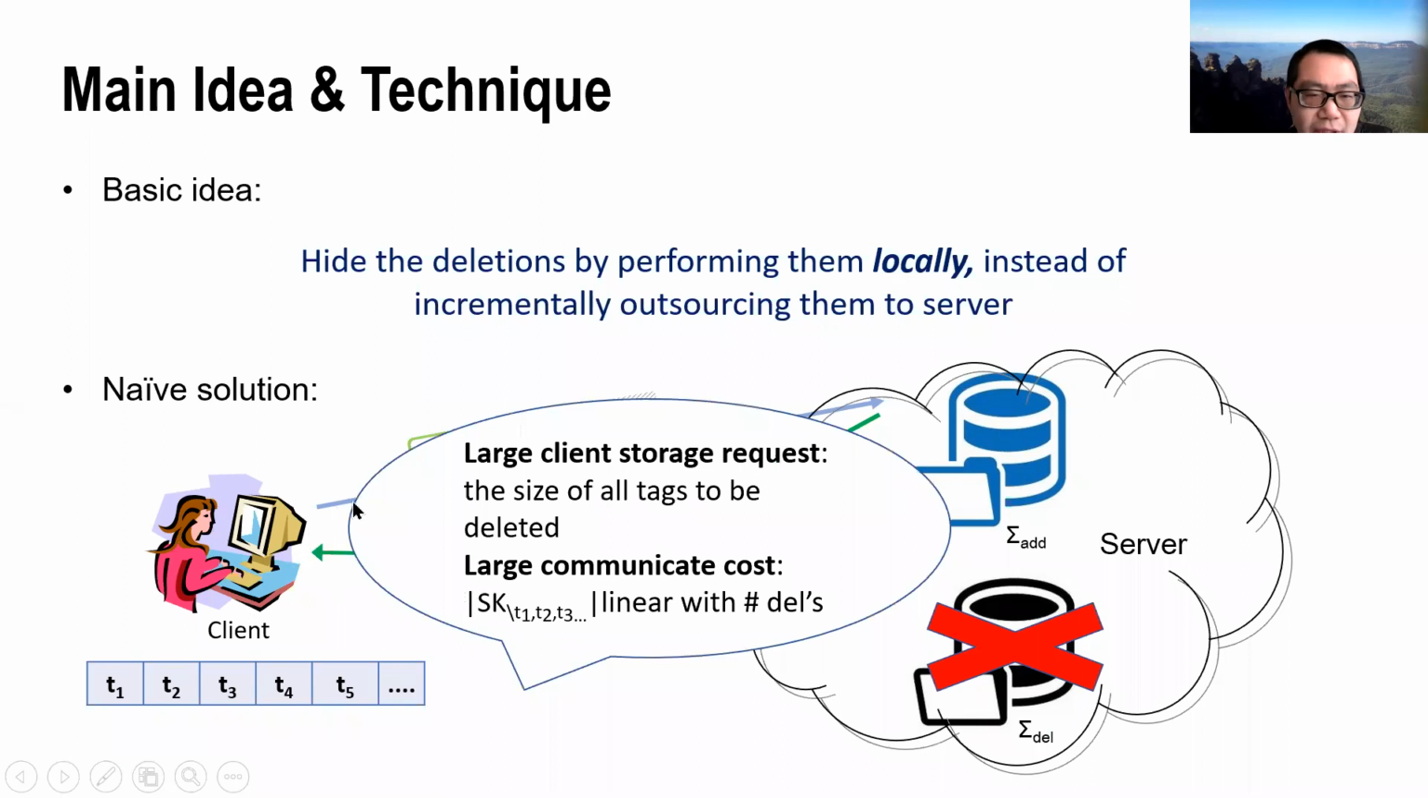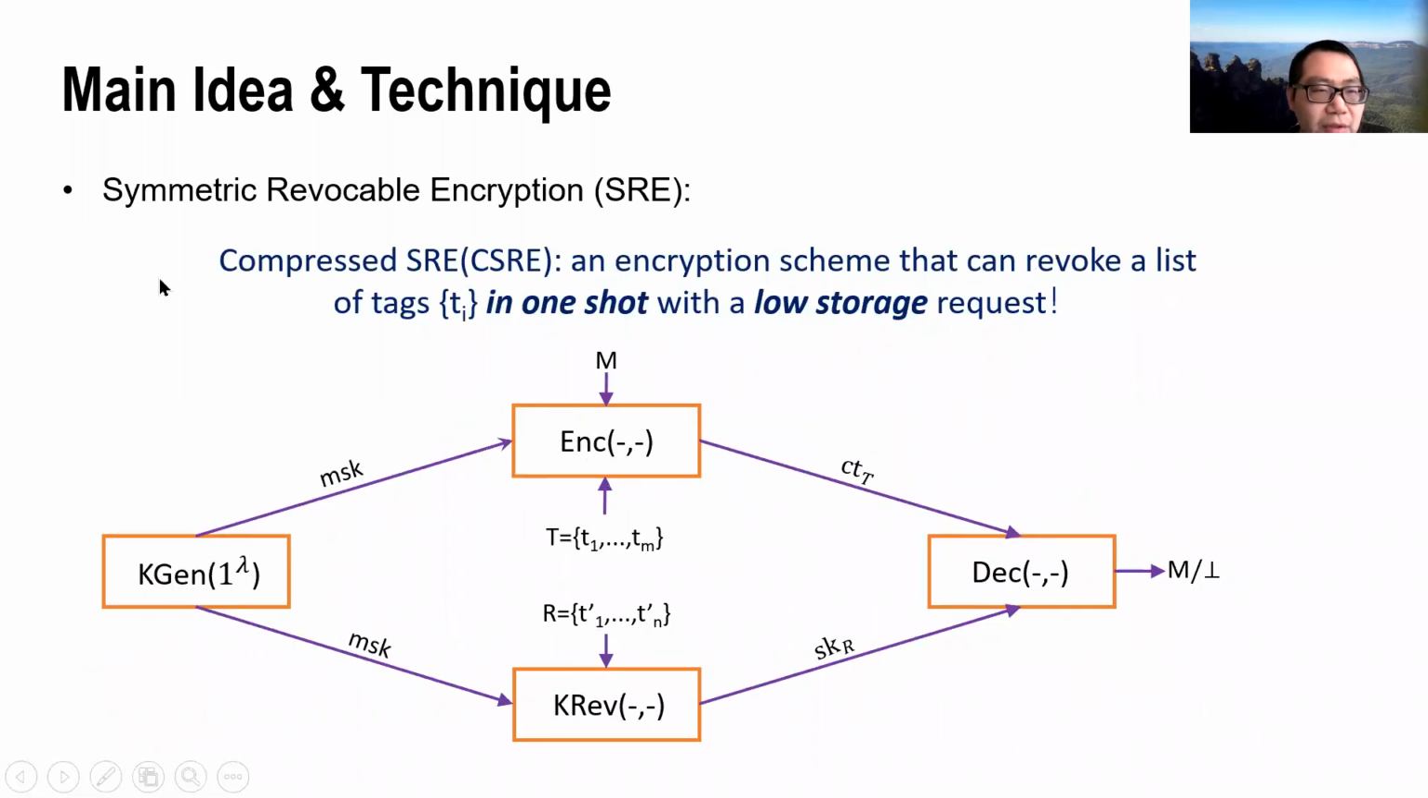However, this naive solution suffers from two drawbacks. The first drawback is that the client needs to record all the tags to be deleted. So this will incur a large client storage requirement. And the second drawback is that the size of the punctured secret key scales linearly with the number of deletions. So this will incur a large search communication cost. To overcome these two drawbacks, we introduce a new technique called compressed symmetric revocable encryption. Roughly speaking, it is an encryption scheme that enables us to revoke a list of tags in one shot with a low storage requirement.